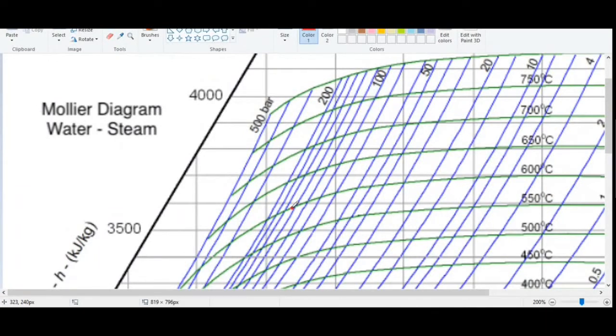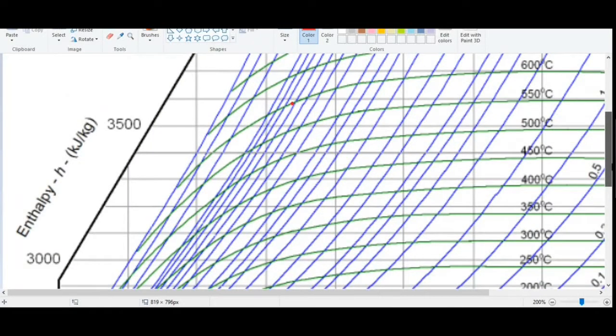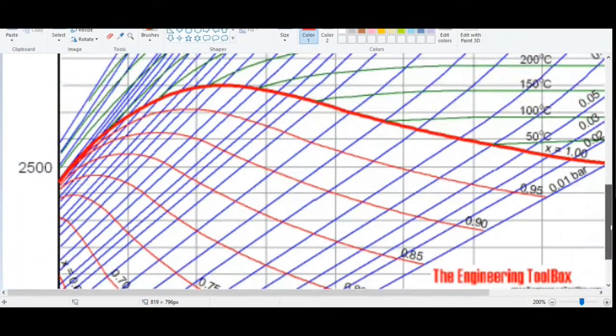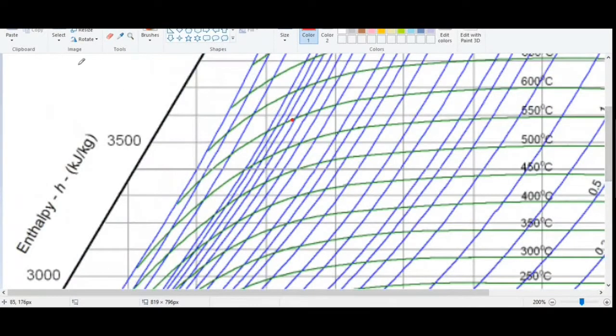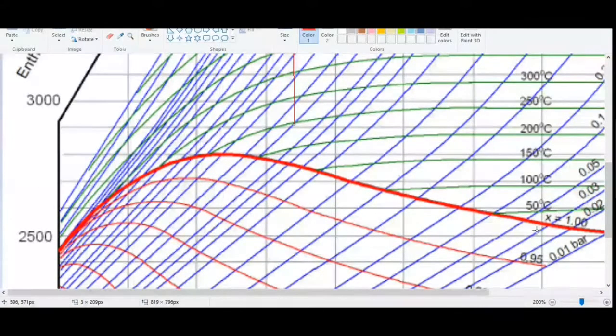Now the process of expansion is isentropic. That means entropy remains constant. So if we observe, on this horizontal axis there is the entropy. So we have to show constant entropy. So we will draw a straight vertical line to show the constant entropy. So I will draw one line here. Now we have to extend this line up to the pressure line of 0.08 bar.